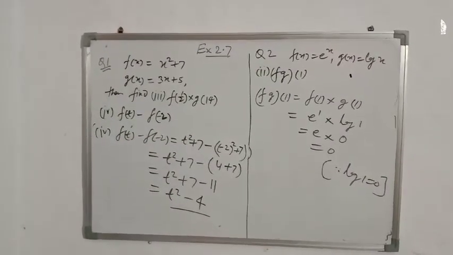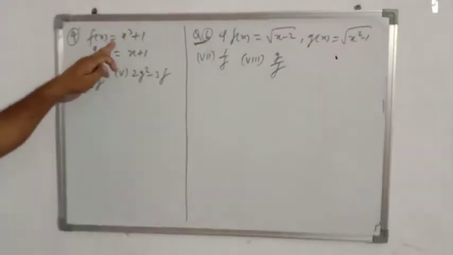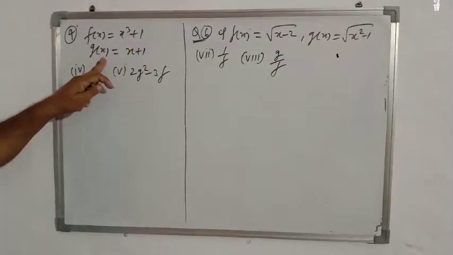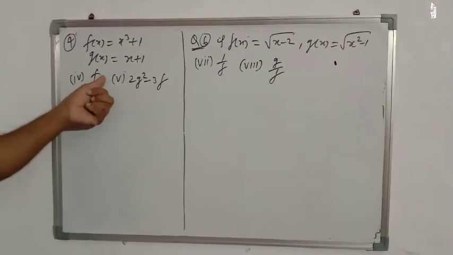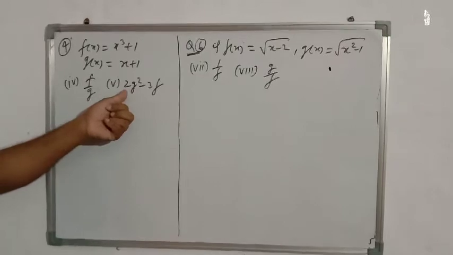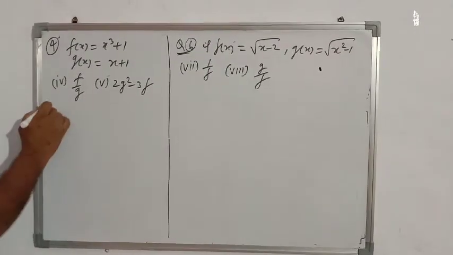Now we will see question number 4. fx is given as x cube plus 1 and function gx is equal to x plus 1. In the fourth part we have to find f by g. In the fifth part, 2g square minus 3f. Firstly we will see the fourth part.